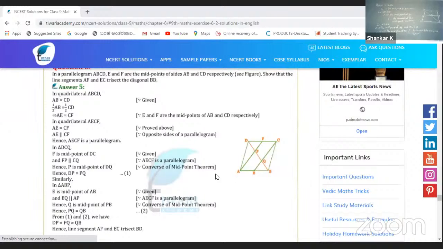Show that line segments AF and EC trisect the diagonal BD. Trisect means 3 equal parts. Bisect means 2 equal parts. Trisect means 3 equal parts. Okay, understanding? Means we have to prove DP equals PQ equals QB. All these are equal, we should prove. That way. Understood what is given, what is asked.